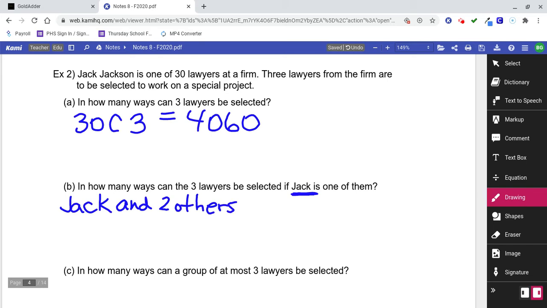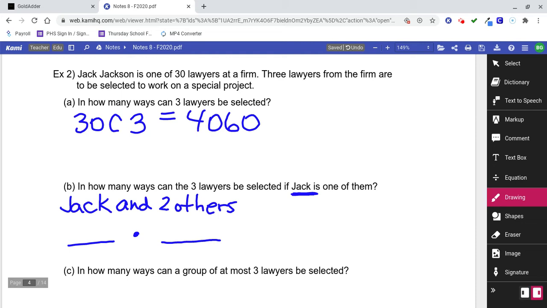Some of these problems will be worded in a kind of confusing way. I think it's a really good idea to rewrite it using the words "and" or "or" a lot of the times. Okay, if you can simplify the problem into exactly what's happening, there's Jack and there's two others, I think a lot of the times that can make this problem doable. All right, so think about it this way. And means times, so I just changed this into a fundamental counting principle problem. This and this, so you're going to multiply two things together. So think about it this way. How many ways are there for me to pick Jack?